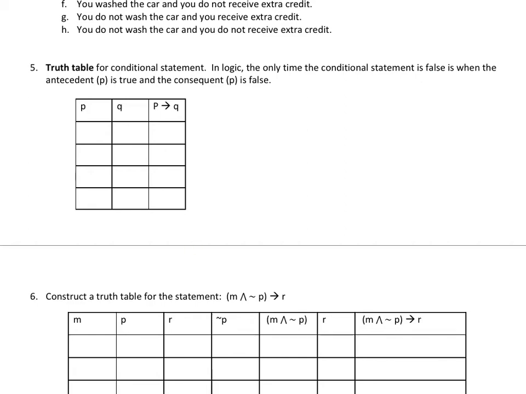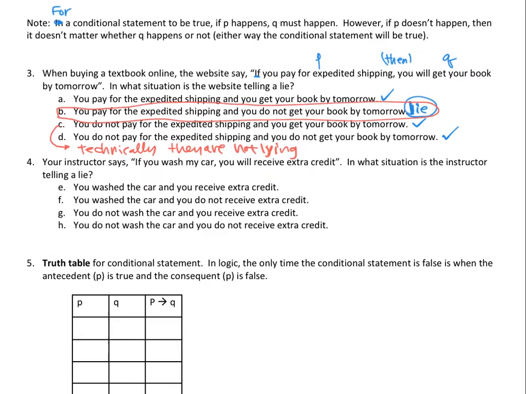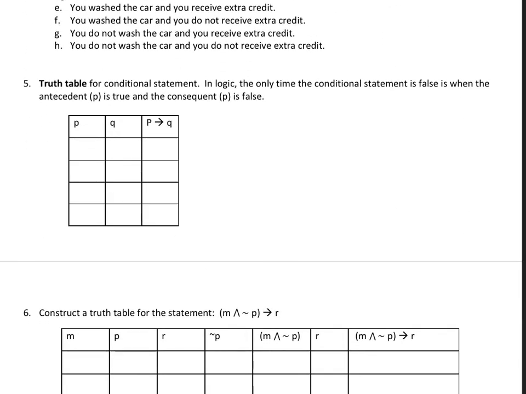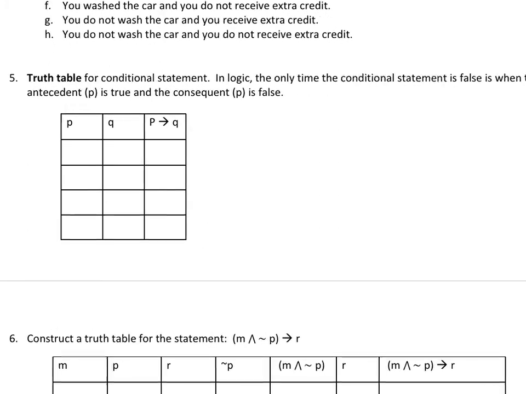false. So just like our example we saw here, in number 3, the only time the bookstore or the website was lying is when the antecedent is true, which means you pay for the shipping, and the consequent, which means you have to get the book by tomorrow, is false, right? So we're going to translate that into a truth table here. Let's zoom in a little bit.